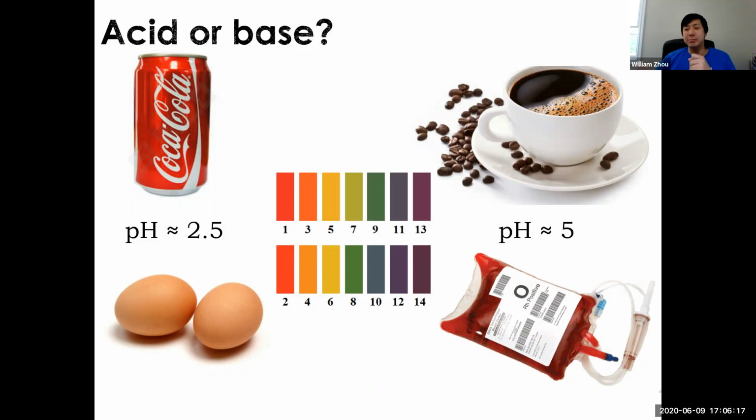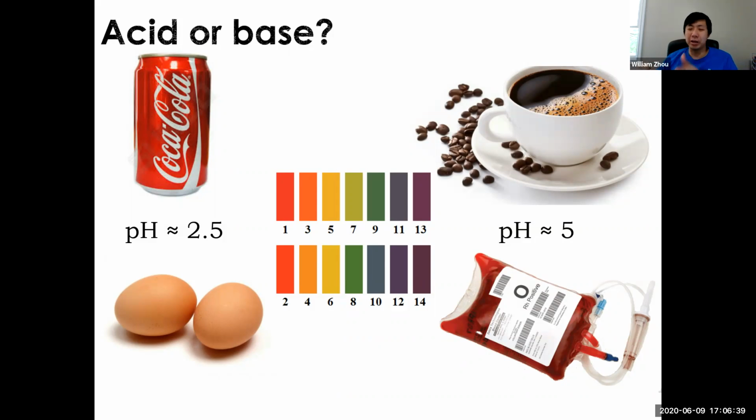Coffee may taste bitter, and you learn in grade 10 that base tastes bitter, but the acid is what's found in coffee. Coffee has a lot of substances inside, and some of which have acidic properties, which makes the whole thing acidic. If you dip some pH paper into coffee, the pH paper should come out red.